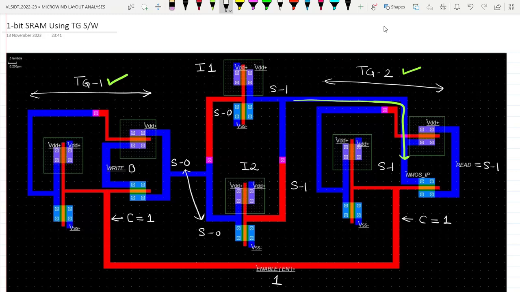So we see here, unlike the 1-bit SRAM cell using NMOS switch, wherein for write equal to 0 we got a weak 1, here we are getting a strong 1 which is acceptable. Okay, let us analyze for write equal to 1.